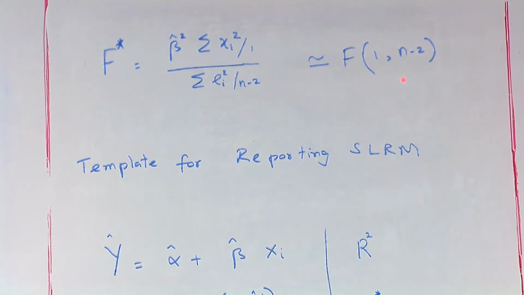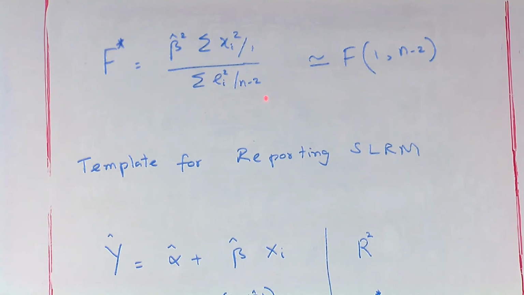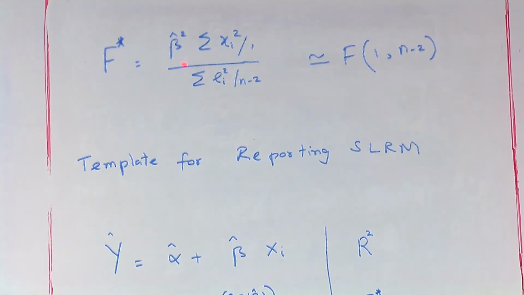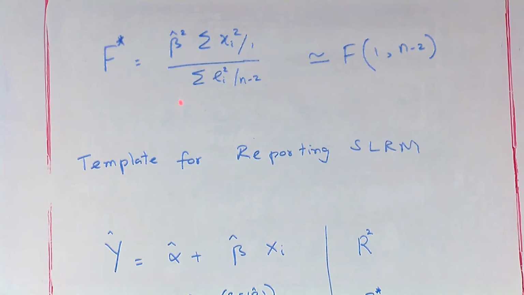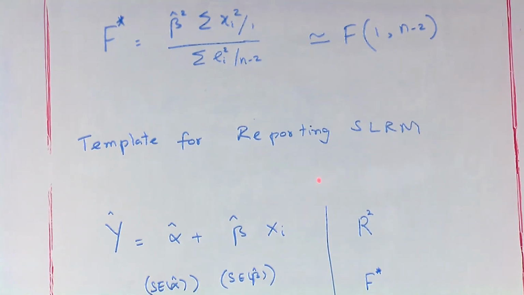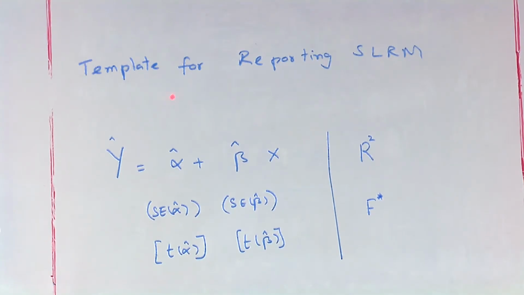This F ratio can be used to test the overall significance of the SLRM. So the null hypothesis for this F test is that alpha and beta are 0 jointly. So we are trying to test the overall significance of the SLRM using this ratio. Now these defined values may be put in a template reporting form. The SLRM results are reported in this template.